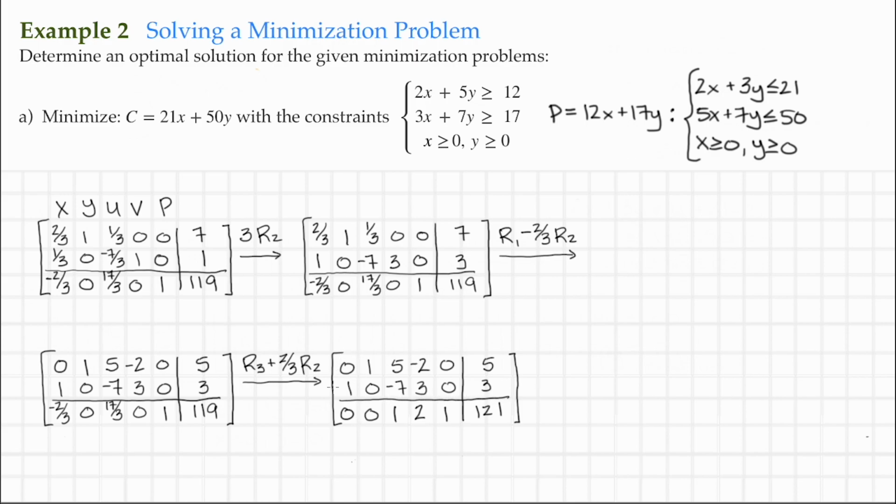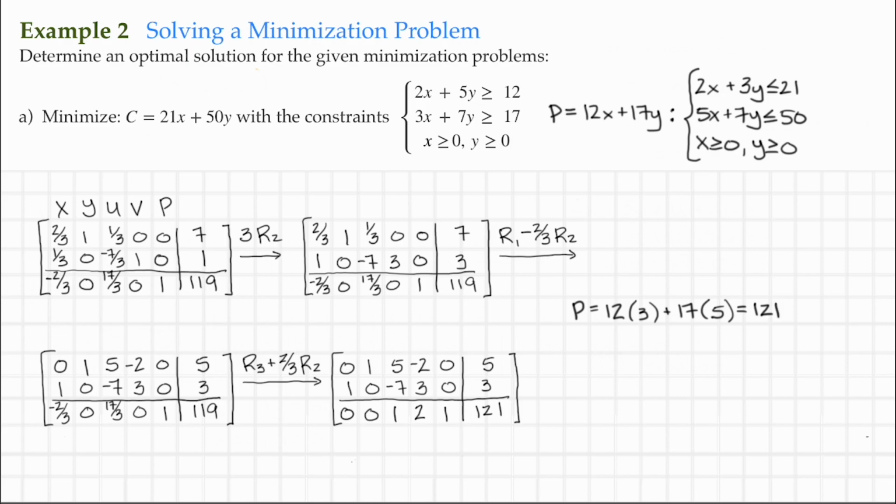So now we change this into a unit column, and of course step 3 says look for negative values. We don't, so we have completed the solution for this minimization problem. We're done. Now the solution here is for our dual problem. So if we did P, that's equal to 12x, and x here would be 3, plus 17y, and of course y right here would be 5. That's equal to 121, which is the solution here.